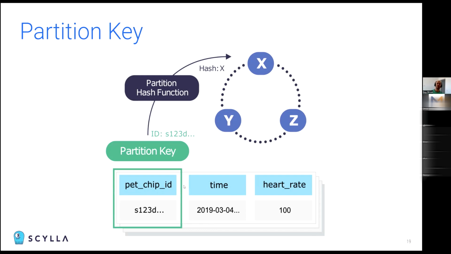And what happens when we read or write data to the database is that ScyllaDB performs a consistent hash function on the partition value, S123 and so on here. And according to the hash, it knows which nodes are responsible for that specific piece of data. Each node is assigned a range of tokens, of hashes. And according to the partition hash function, Scylla knows which node is responsible for each piece of data.